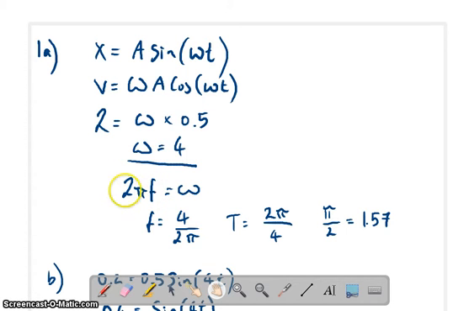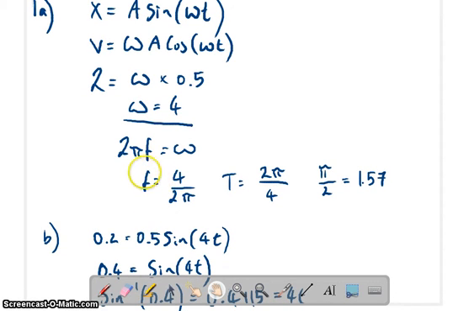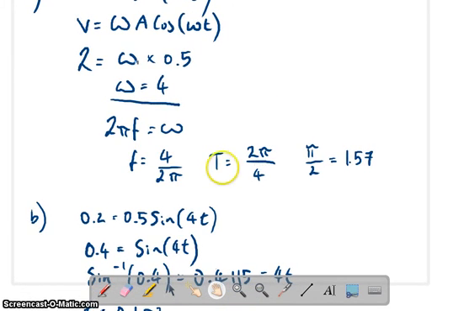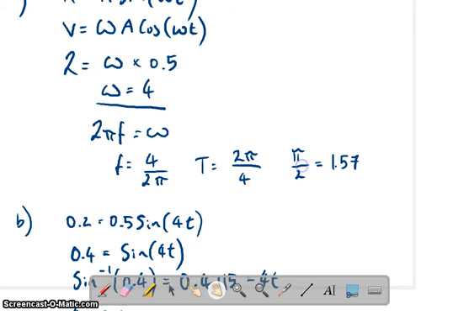Now, using the equation omega equals 2 pi f, the angular frequency, we can rearrange that to give us the period. So the period is equal to 2 pi over 4, where period and frequency are the inverse of each other. That gives us that the period is 1.57, or pi over 2.